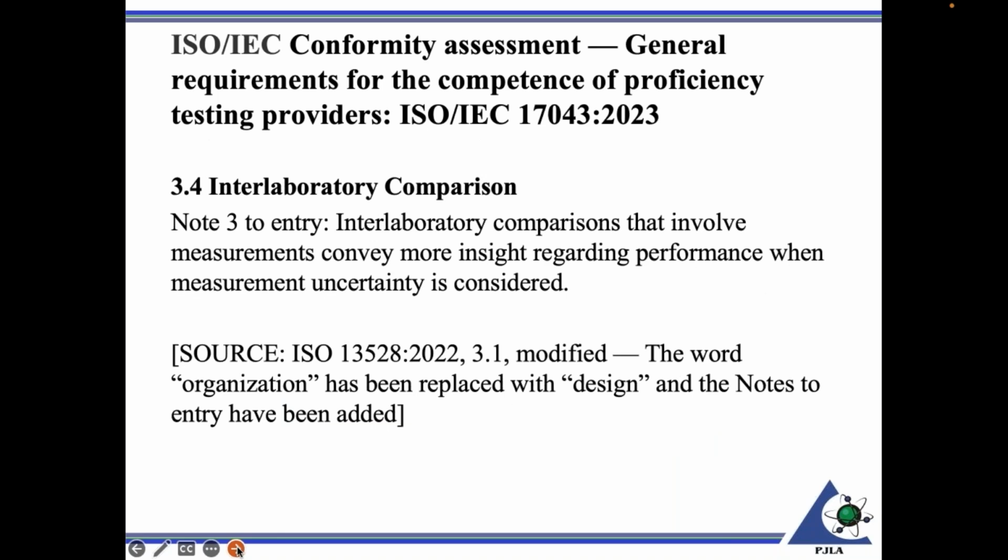Now, an interlaboratory comparison involving measurements conveys, this is a repeat, that if you do have interlaboratory comparisons, whether they're proficiency programs or just merely interlaboratory comparisons, they have a little bit more value when measurement uncertainty is factored in. That measurement uncertainty can be factored in through some sort of hard statistical analysis or consideration of factors that don't lend themselves to statistical analysis.